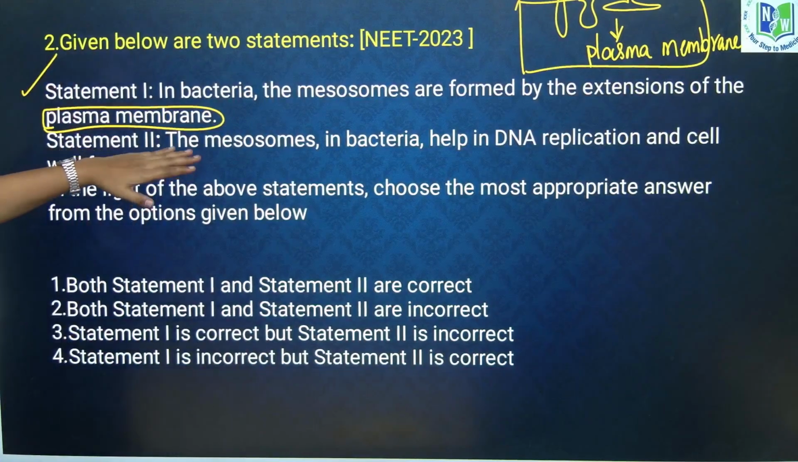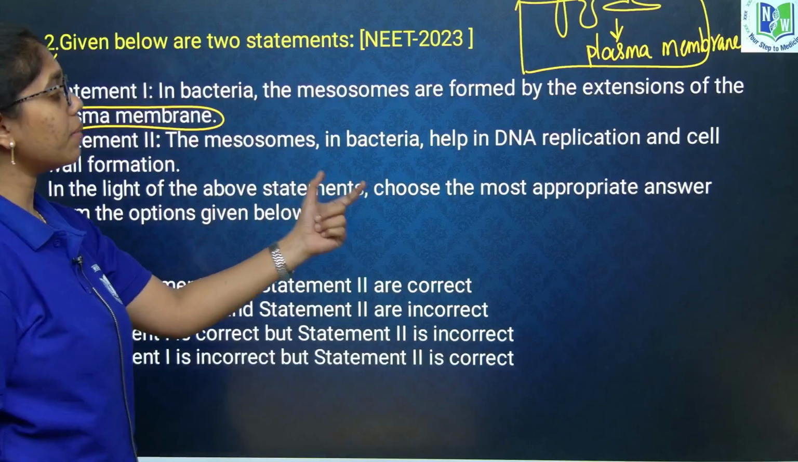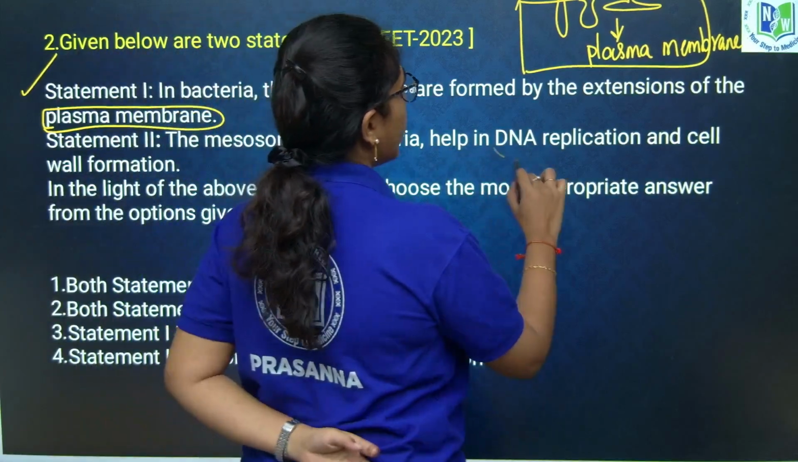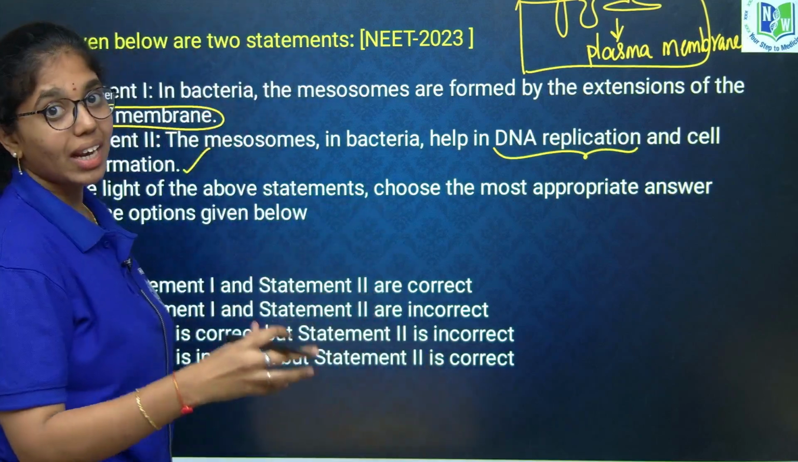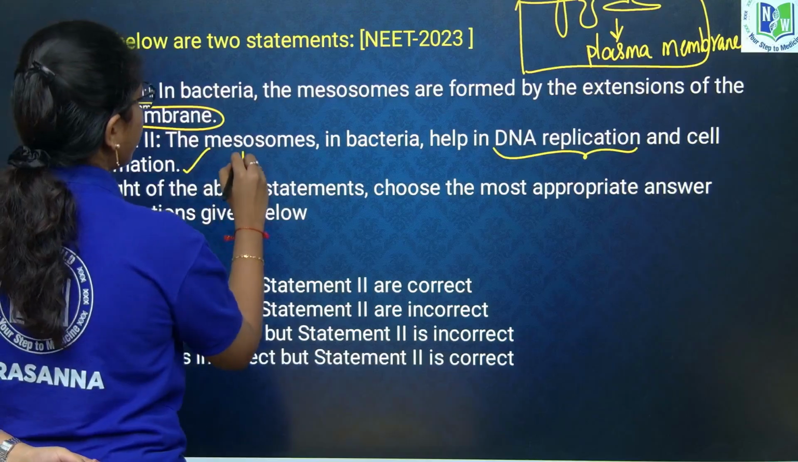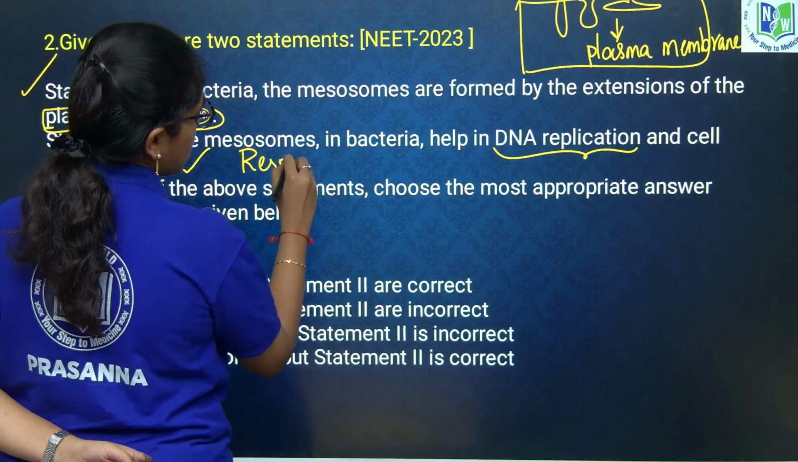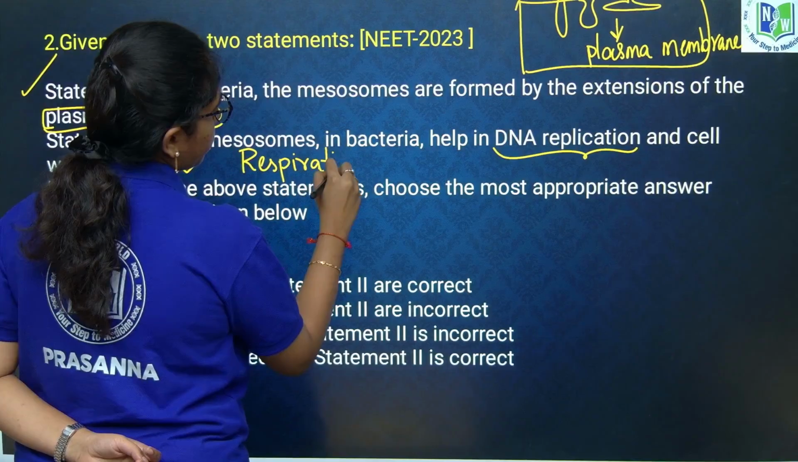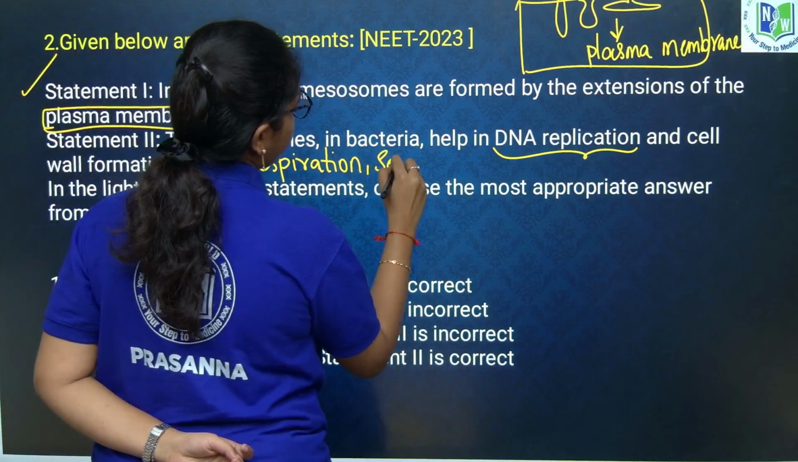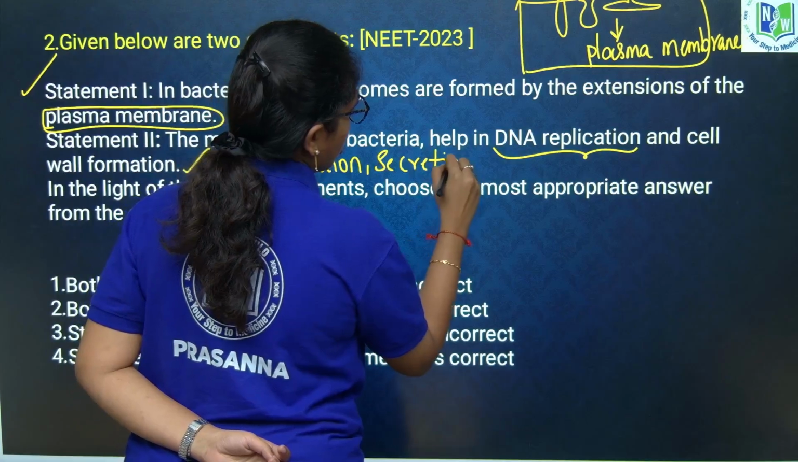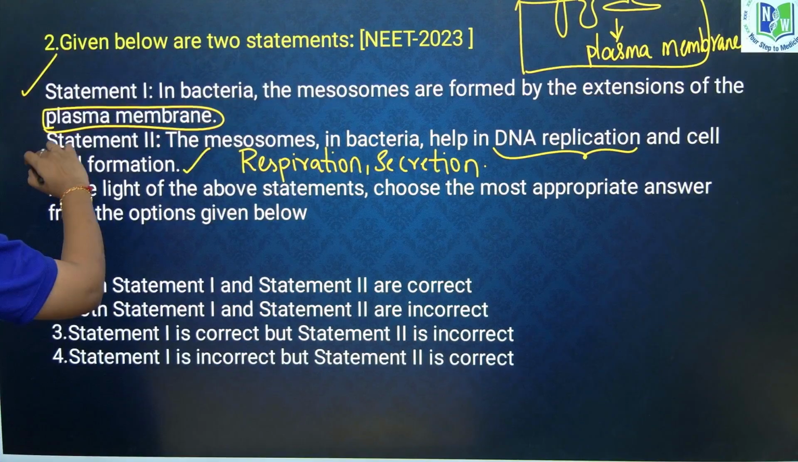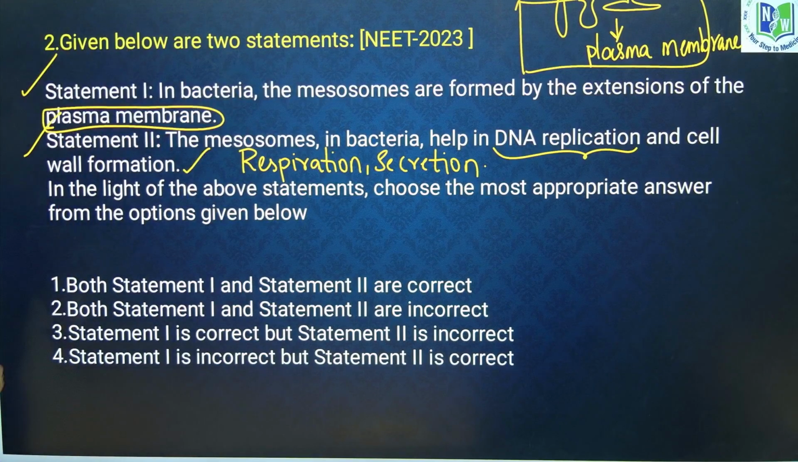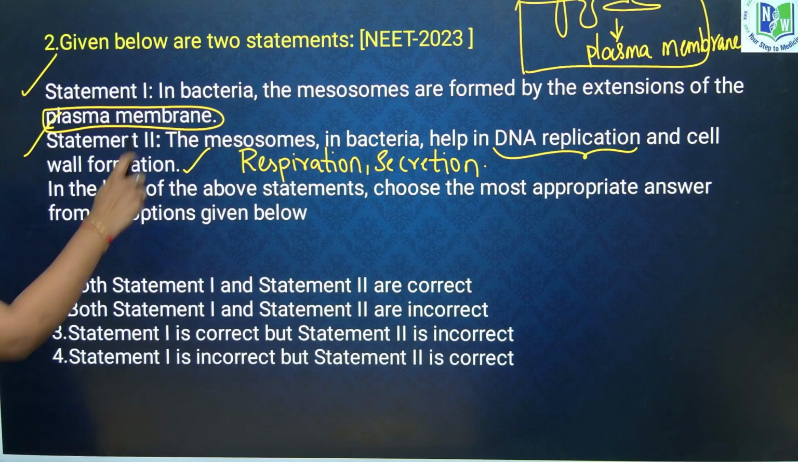Next, statement 2: the mesosomes in bacteria help in DNA replication, cell wall formation and cell division as well. They are also helpful in respiration and secretion. All these are the functions of mesosomes. So, yes, both statement 1 and statement 2 are correct. Your option will be option 1. Next question.